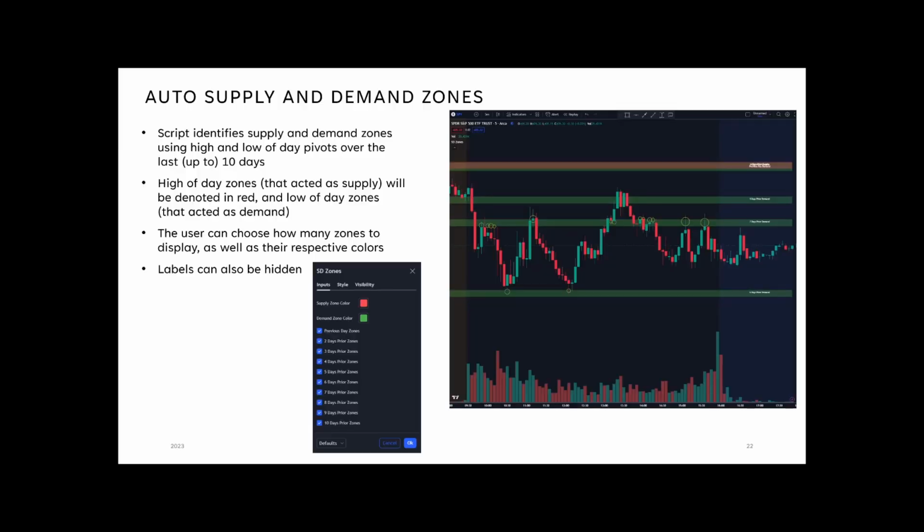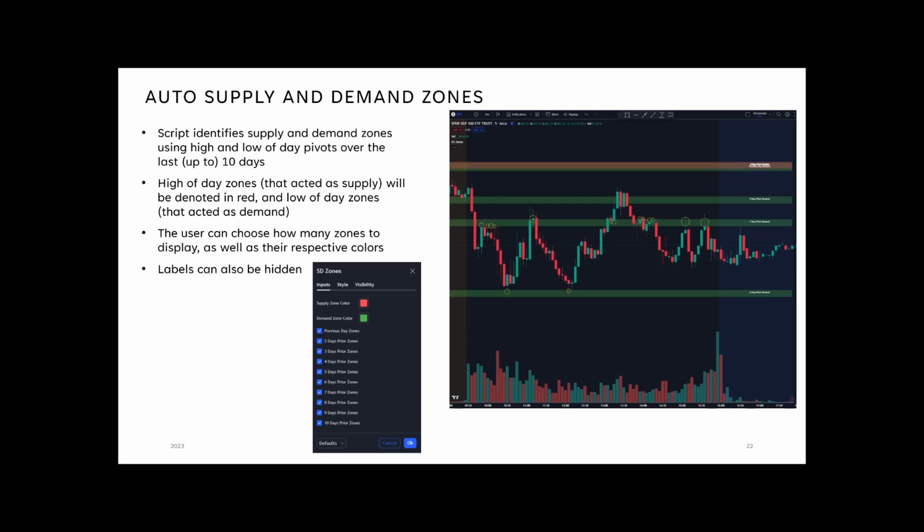And then I use supply and demand zones, so I decided to automate those too, because why not? So the way that the supply and demand zone script works is it identifies supply and demand zones using the high and low of days for up to 10 days in the past. The reason that we use the high and the low of day is because if you think about it, those are inherently the pivot points of the day, right? That's when sellers shift to buyers and buyers shift to sellers, because at the high of day, inherently, we only go down from there, and vice versa, the low of day, it's only buying pressure from there.